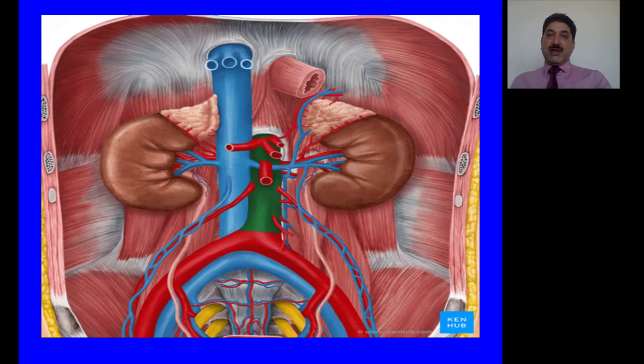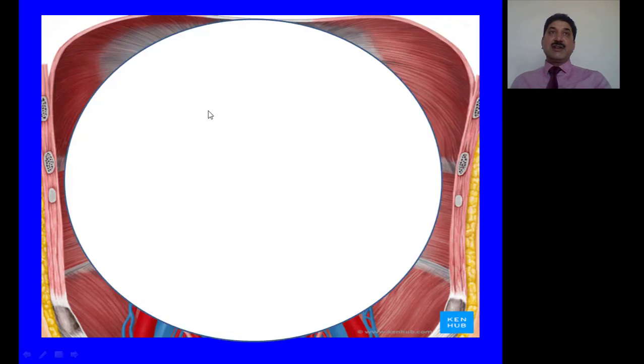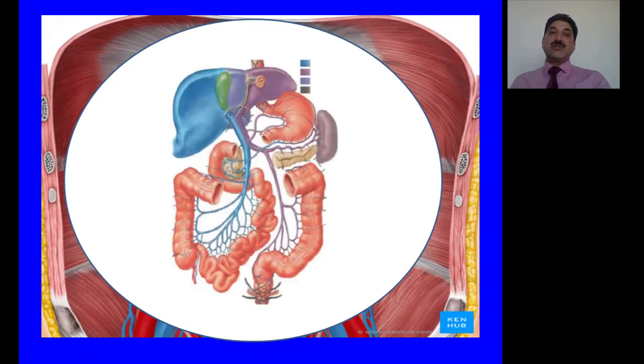Now the same abdominal cavity is lined by peritoneum. We cannot see the above listed structures because they are retroperitoneal. After opening the peritoneal cavity, we can see intraperitoneal structures, which include the derivatives of the gut tube except the pancreas.